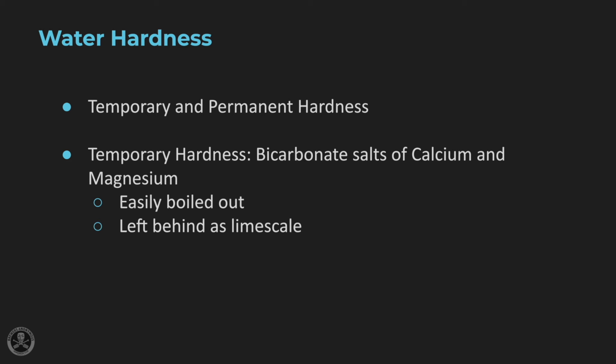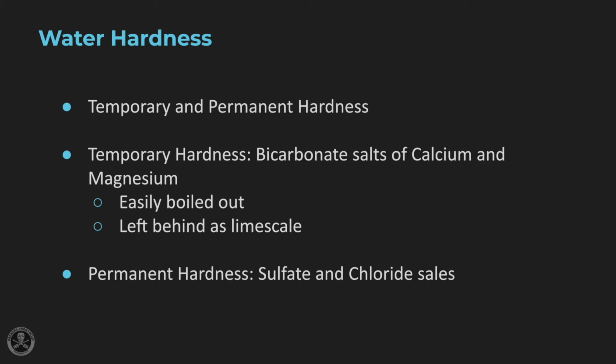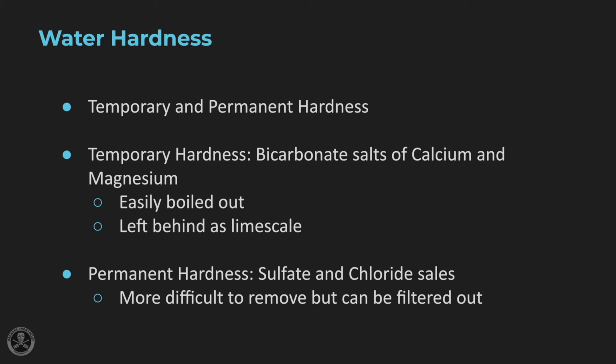Now, talking about permanent hardness in water, that hardness is caused by sulfate and chloride salts. These aren't as easy to remove, hence the descriptor of permanent. But it is possible to remove permanent hardness from water, typically through a water softener.